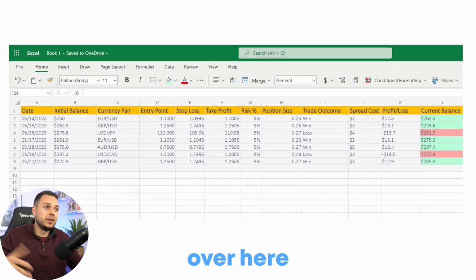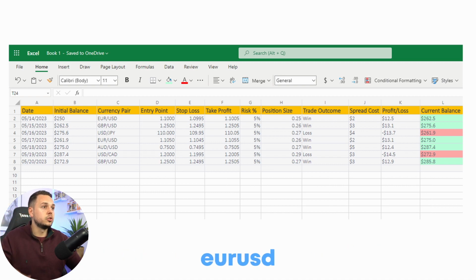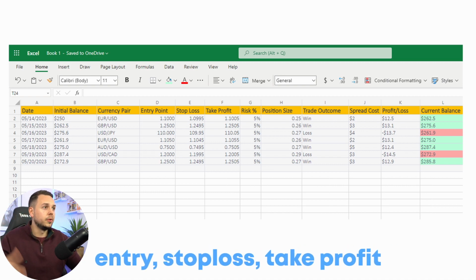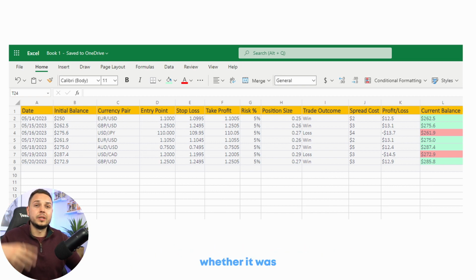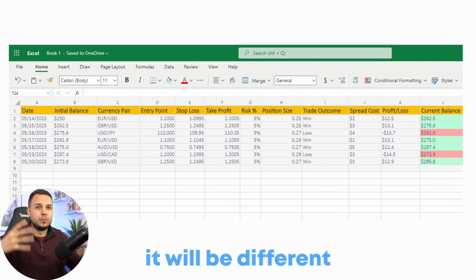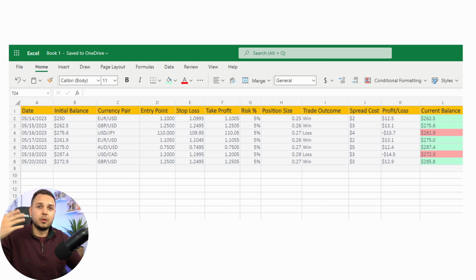So what do I have over here? Initial balance, let's say $250 we're starting. Euro US dollar, entry, stop loss, take profit, risk per trade you are taking, so position size, pretty much the same thing. Also monitor the trade outcome, whether it was a win or loss, spread cost, it will be different for everyone, right? Profit and loss, and current balance. This is what I like to start with.